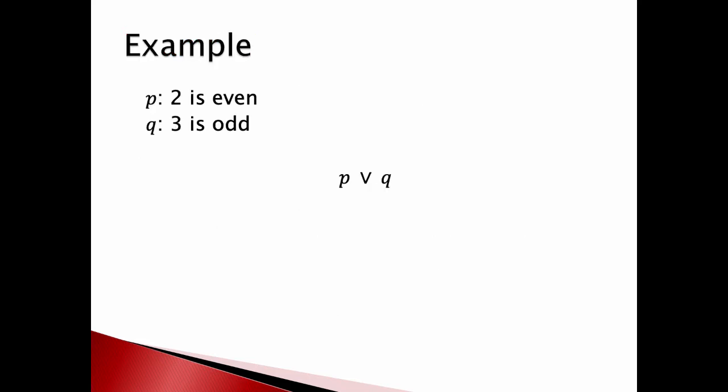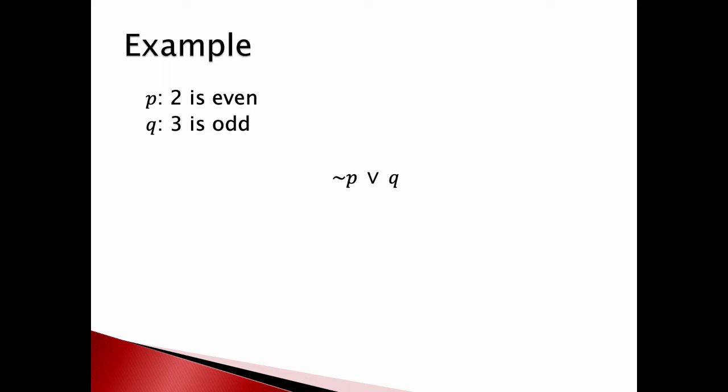Suppose that we have two statements P and Q. P says that 2 is even. Q says that 3 is odd. So let's think about this for a second. P is true and Q is also true. So I have a true statement or a true statement. So 2 is even or 3 is odd. And of course that's true. A true statement or a true statement would be true.